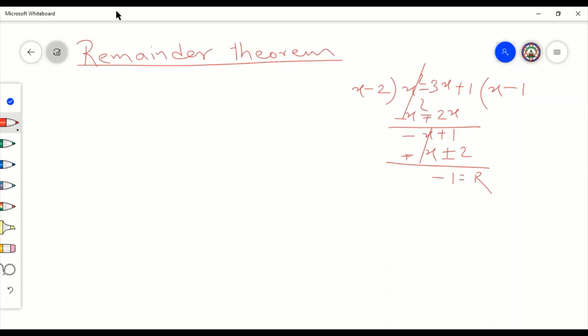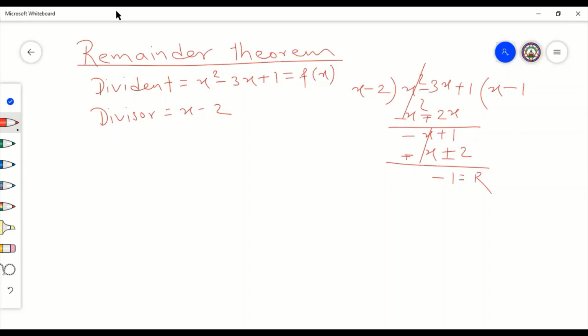Now, for the same question, we first write the dividend and the divisor. The dividend is x squared minus 3x plus 1, and the divisor is x minus 2. Suppose we call this dividend f(x).